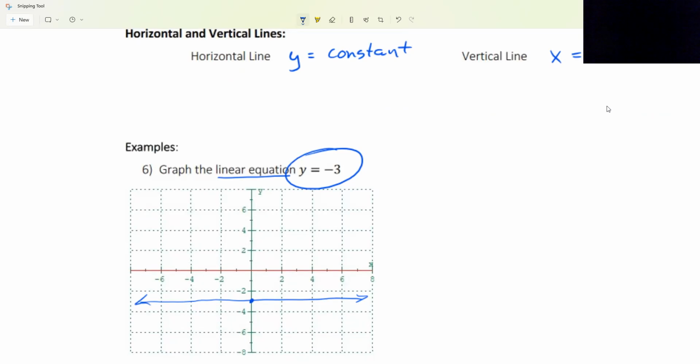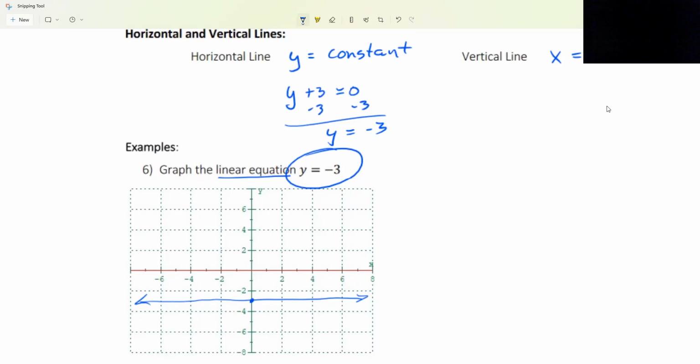Like this one, they could have started off by saying y plus 3 is equal to 0. They could have given it to you that way, and all you do is get y by itself. So you subtract 3, and you end up with y is equal to -3. And you go to -3 on the y-axis and draw your line right through it.